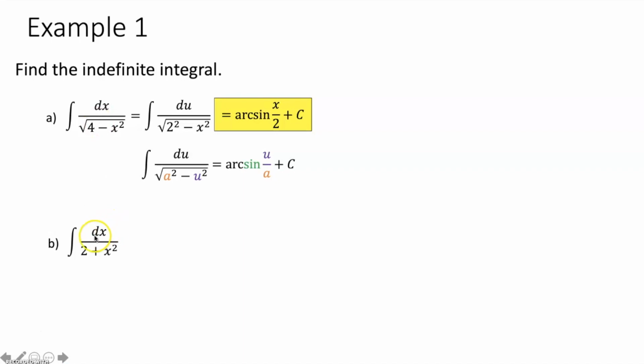Part B, doing the same thing. Again, we have an integral that looks like it's in the form of the integral of our inverse trig function involving arctan, or inverse tangent. But remember, this is supposed to be a squared plus u squared. Well, u is equal to x in this case, so that's fine. But what about a? Well, this is just 2.